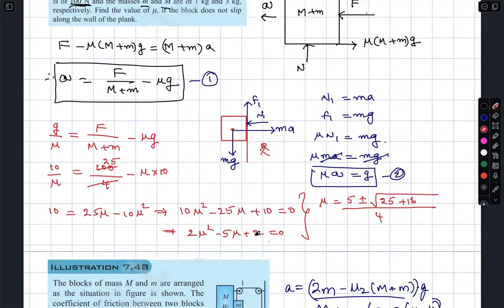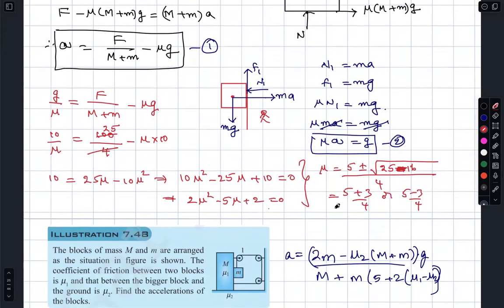4AC is 16. Okay, thank you. Now the possibilities are 5 plus 3 by 4 or 5 minus 3 by 4. 5 plus 3 by 4 gives you 2. 5 minus 3 by 4, so which means in other words, 2 or 0.5.